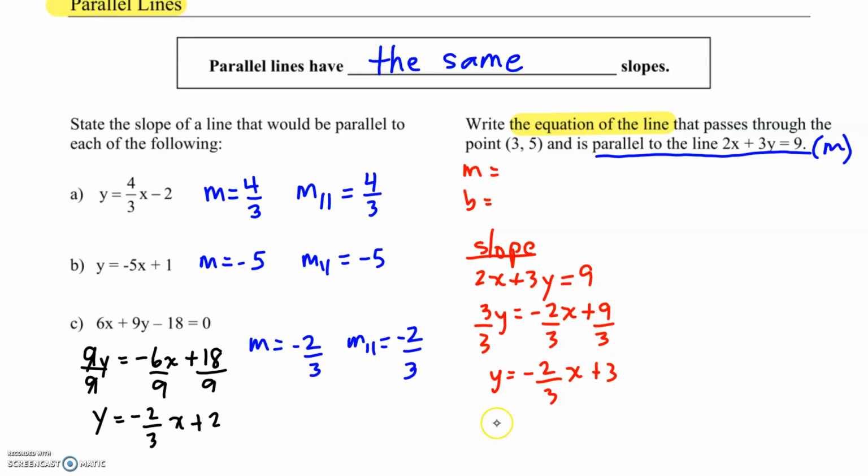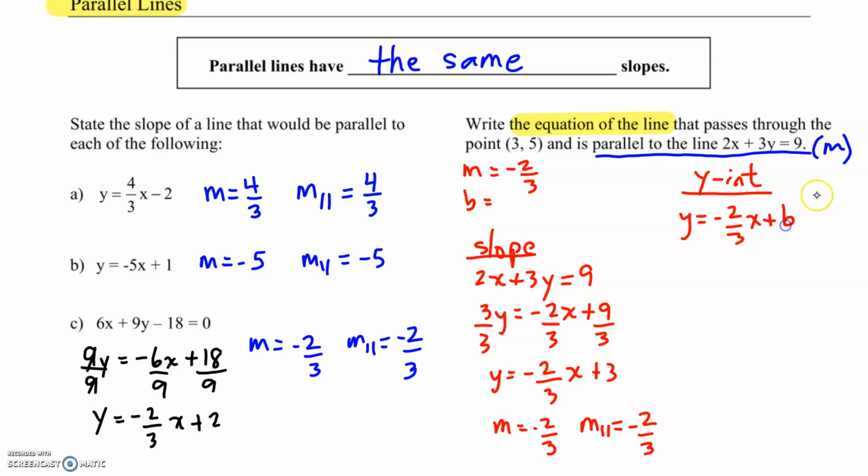Okay, so we'll state the slope. The slope of this line is negative 2/3. The parallel slope would also be negative 2/3. All right, so we found the slope of the line. Now we have to find the y-intercept. And this will be the same step that we did in our last lesson. We write what we know so far, y equals negative 2/3 x plus b, and we're going to sub in the point 3, 5.